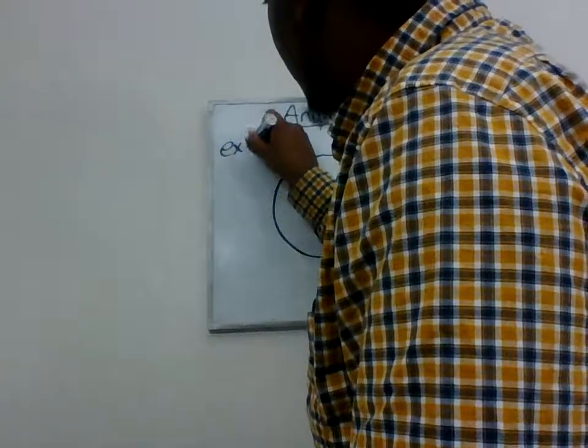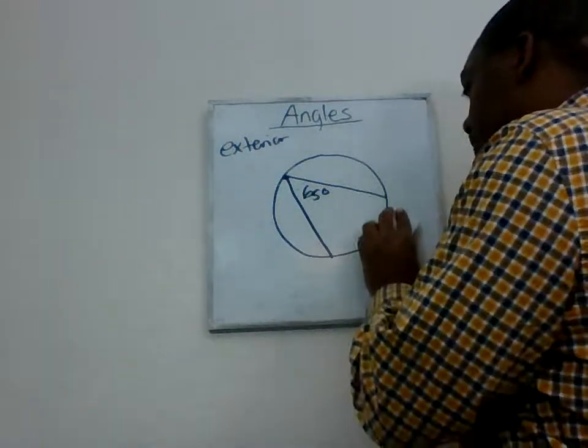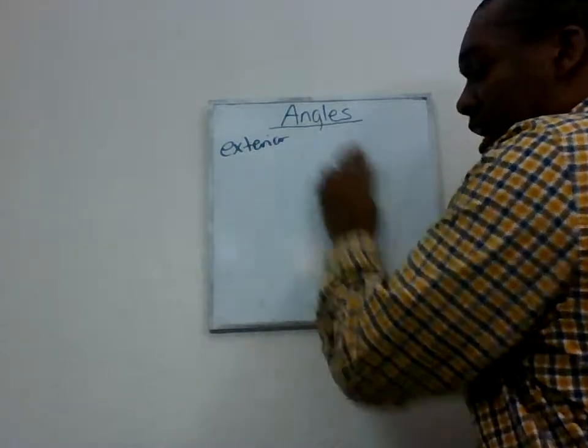All right, so this is how we're going to look for an exterior angle. And so an exterior angle is an angle that's formed outside of a circle.